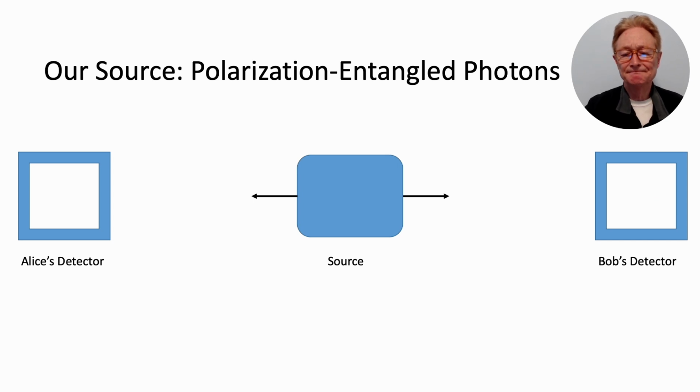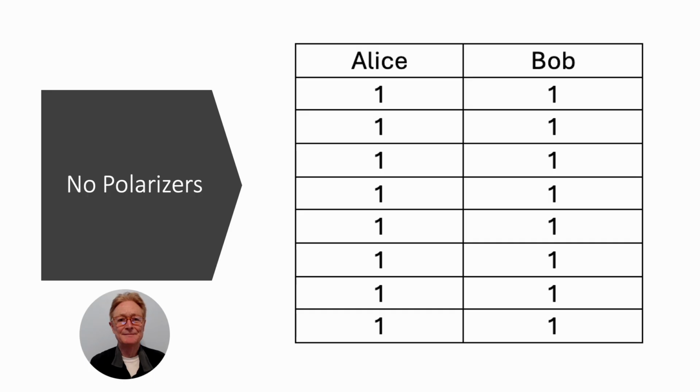Photons emitted, photons detected. Photons emitted, photons detected. Here we see 8 trials of this version of the experiment, showing that Alice had 8 detection events, labeled with a 1, and Bob had 8 detection events.